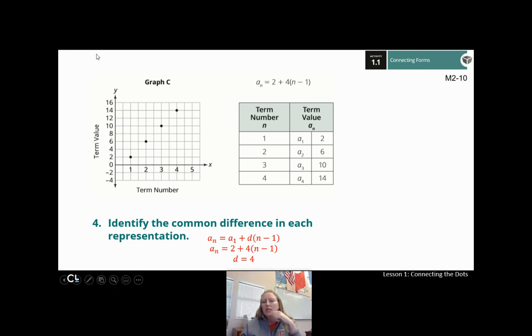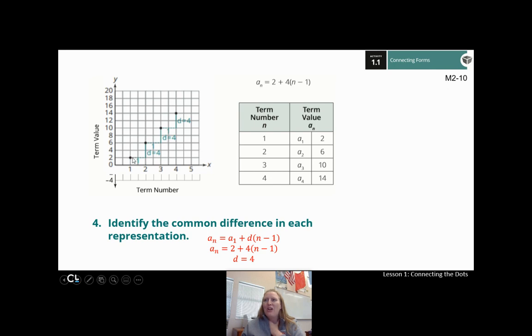But the real trick is where is that on the graph and on the table? So looking at my graph, I can see that every time I move over 1, I go up 4. Over 1, up 4, over 1, up 4. Yeah, there's my common difference. That's right. My common difference is right here on my graph. I go up 4, up 4, up 4. So D equals 4 because I keep moving up 4 units every time.